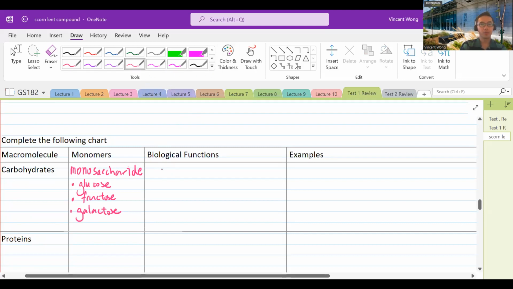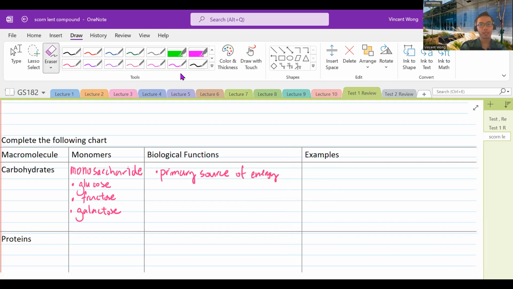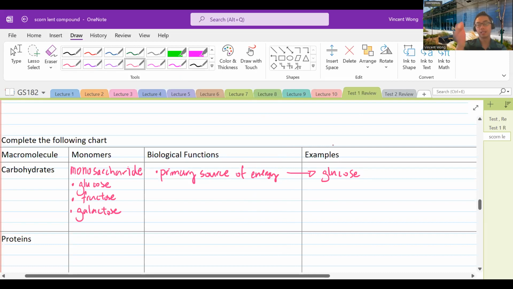Biological functions, what do we use them for? They are the primary source of energy. An example of that primary source of energy would be glucose. You know that by now. This is burned, metabolized in glycolysis and cellular respiration. What's another biological function of carbohydrates? Anybody?